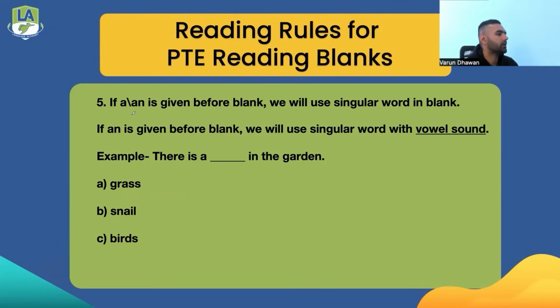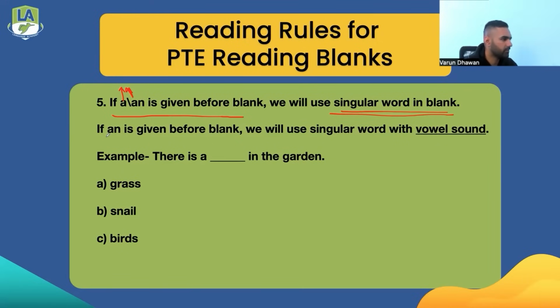So if a or an is given before a blank, you will use singular word. Why? Because a and an are used for countable singular things. This is a pen. You will never say this is a pens, right? He is a boy. You'll never say he is a boys. Give me an apple. You'll never say give me an apples. If you have to use plural form of apple, you'll say the apples are in the box. Remember this thing, okay? So with a and an, you will use countable singular words.